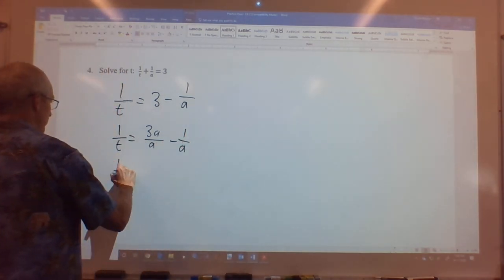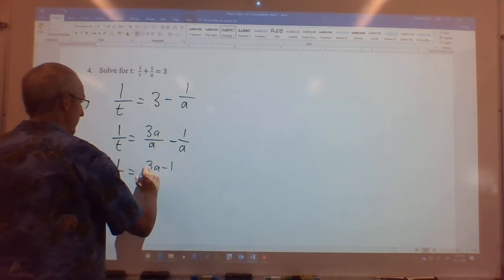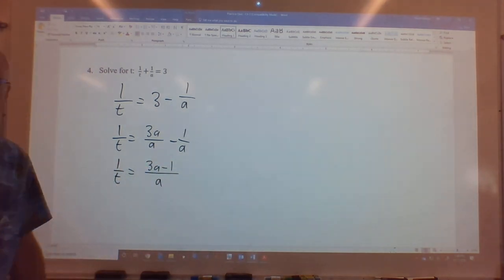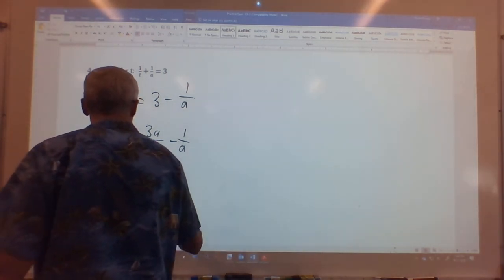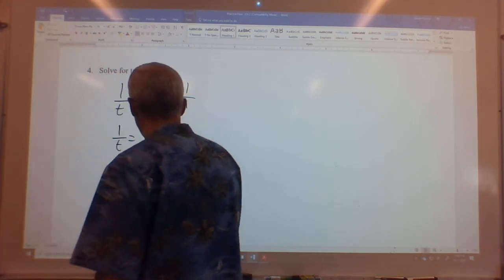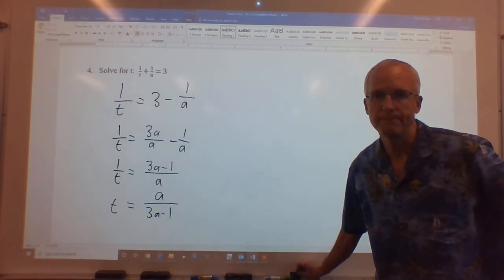Now we can combine them. We have 3a minus 1 in the top, divided by a, and now we just flip everything upside down. So t is a over 3a minus 1, and we are finished. You really can't simplify that anymore.